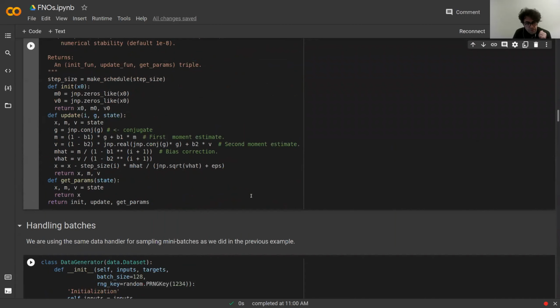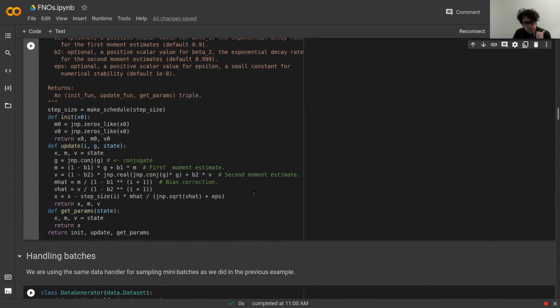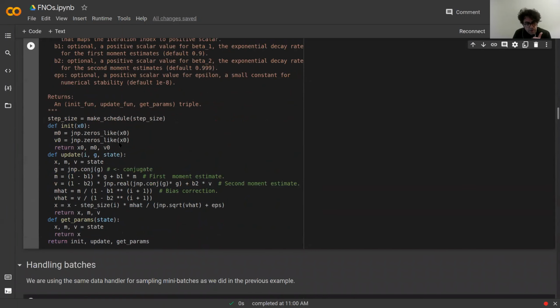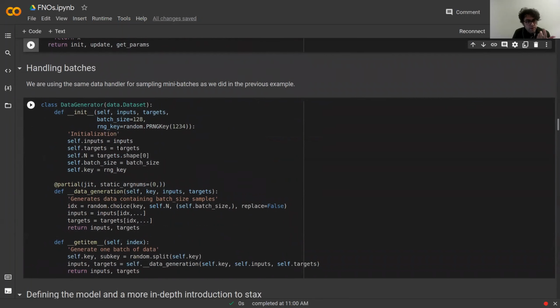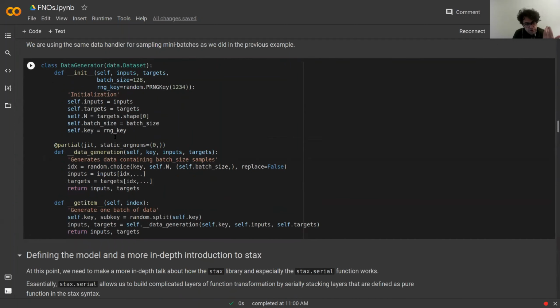Okay, so step 1, fix the Adam optimizer to be complex Adam. Again, we need to handle batches. This is exactly the same code as it was before. We have this structure where we provide batches, and then it chooses the mini-batches for us during training. This is done again in this JAX kind of way, where we provide some initial key, and then they start splitting the key such that each time we get something different.